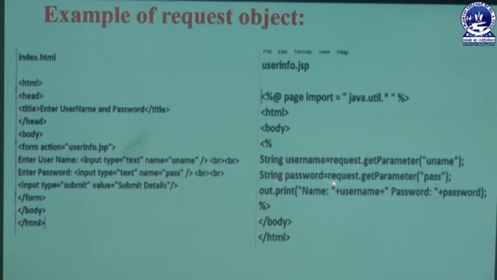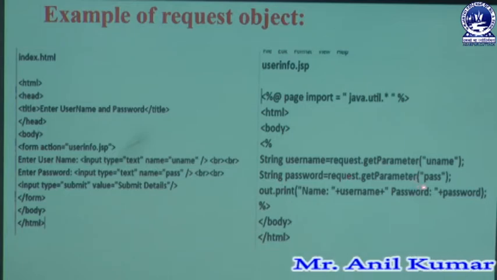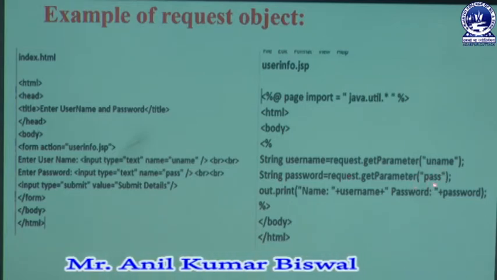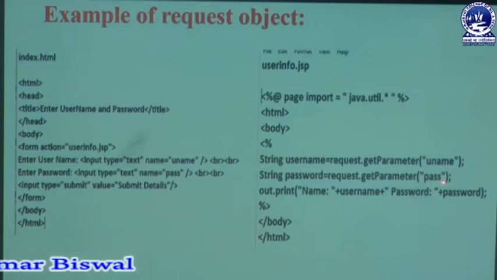Then we write String password equal to request.getParameter, mentioning the next text field's unique identifier, written as pass. Then we print the value of the username and password using the out.print method. Here out is another type of implicit object, which we will cover in the next slide. We print the name, which is the value present in the index.html form, and then the password in our user info JSP page, which is one JSP page related to our programming concept.